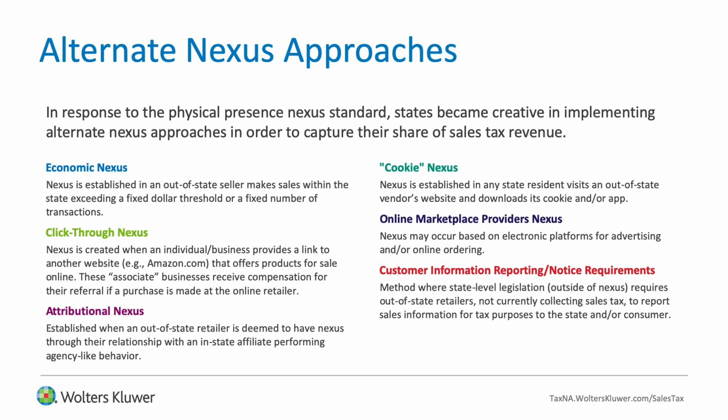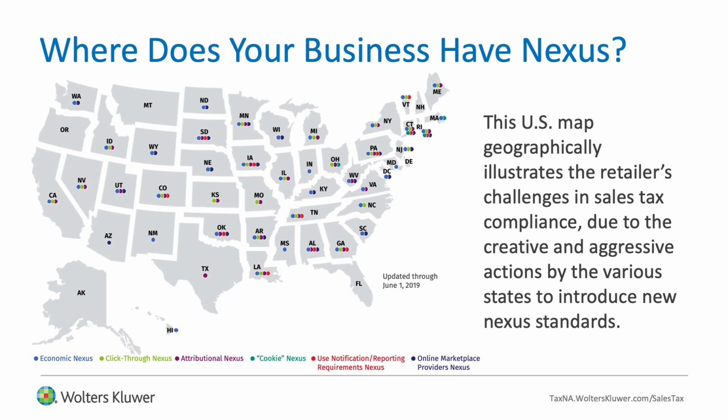So when a vendor's website downloads its cookie or app, that can create nexus. There's online marketplace providers nexus, so think about the eBays and the Amazon marketplaces. And then there's the customer information reporting and notice requirements nexus. So these are all those alternative nexus approaches we discussed, and I'll show you a couple examples of those.